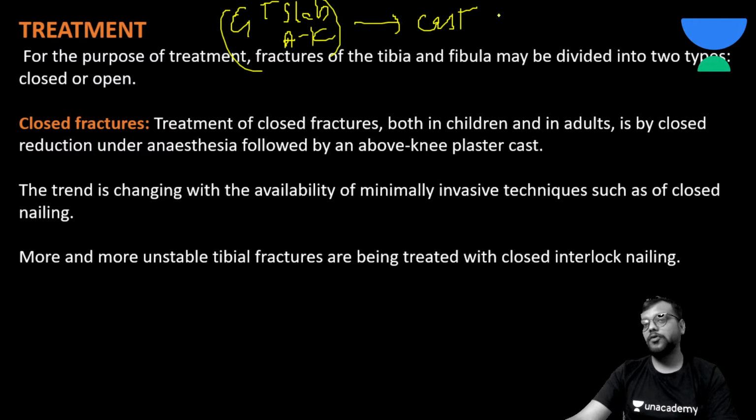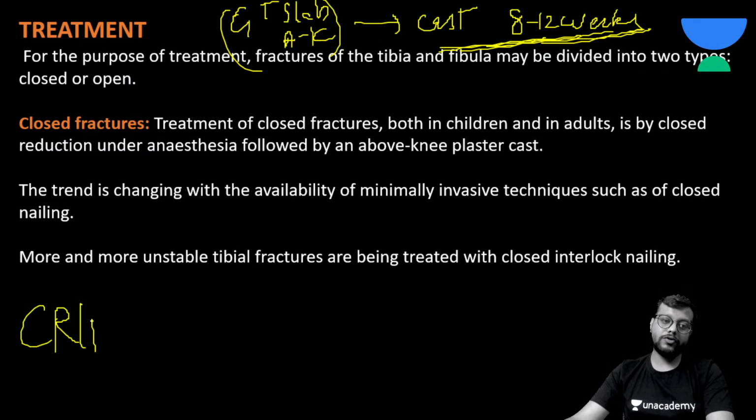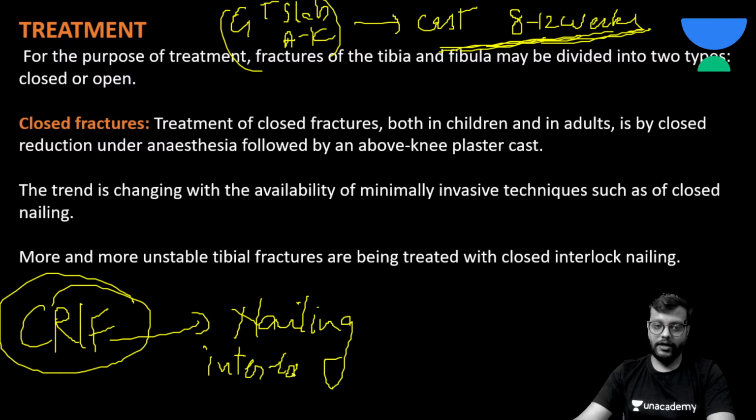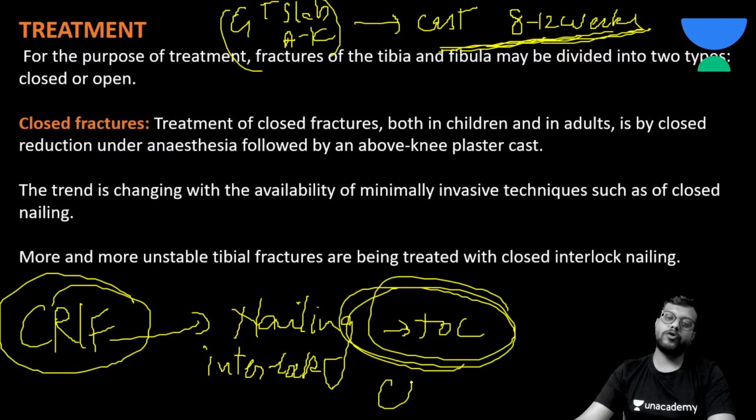But यहाँ पे cast आपको लंबा लगाना पड़ता है, at least 8 to 12 weeks के लिए. Okay, if you're managing it conservatively without weight bearing. Okay, and if it is open or comminuted or reduction is not proper, you have to go for the internal fixation. And mostly इसमें क्या होता है, you go for closed reduction internal fixation by nailing, and that too interlock nailing, and it is the treatment of choice nowadays even for closed fracture of tibia.